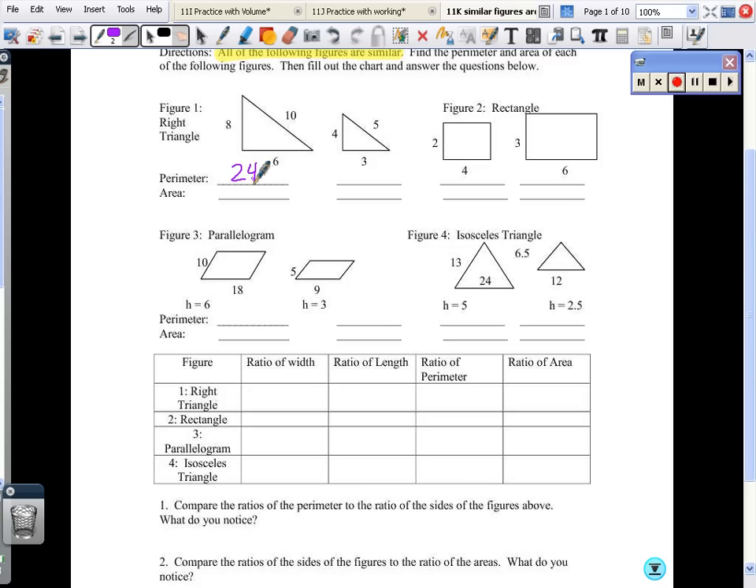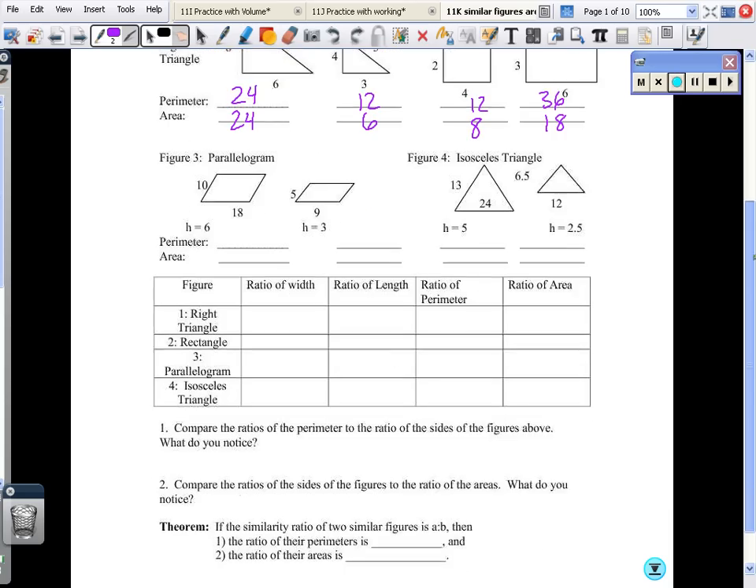The perimeter of the first one is 24. The area is also 24. The perimeter of the second one is 12, and the area is 6. Here it's 12 and 8, and this is 36 and 18. Okay, so we've just answered those questions.